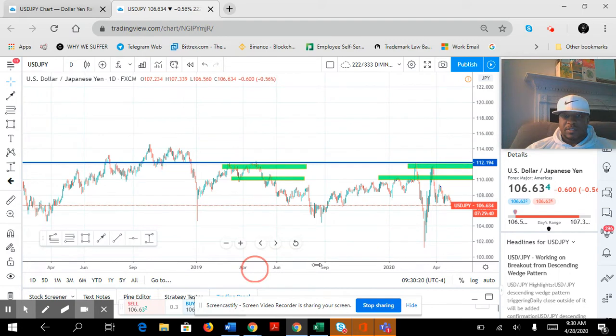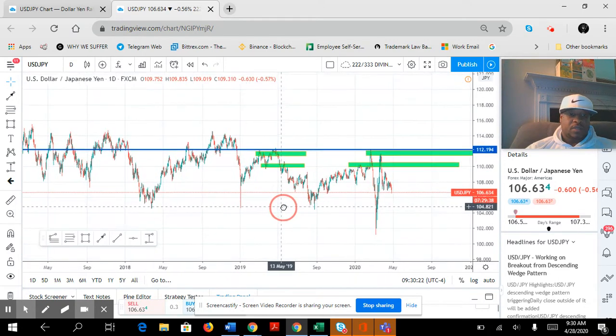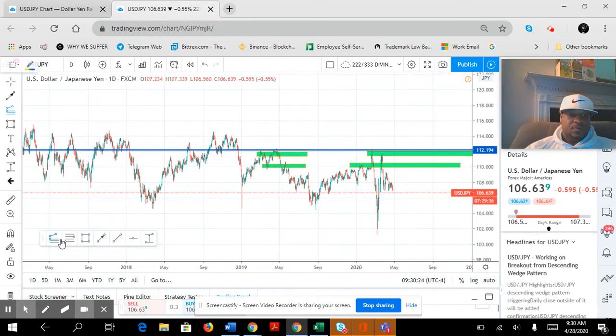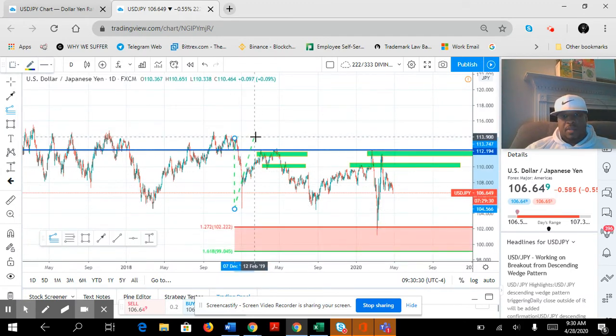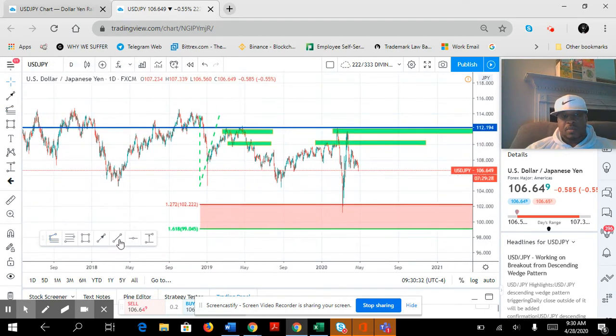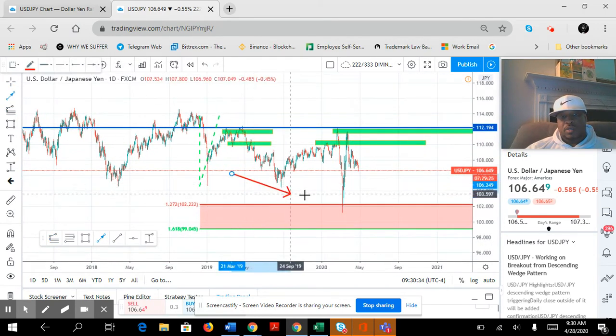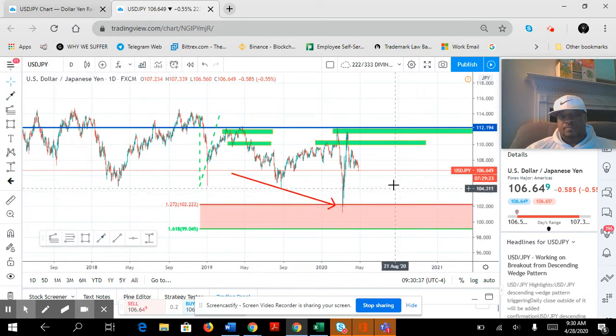Now, what are our downside targets? We'll take this measurement from here down in here, drag it back up, and I'll be damned. What do you see? Targets hit.